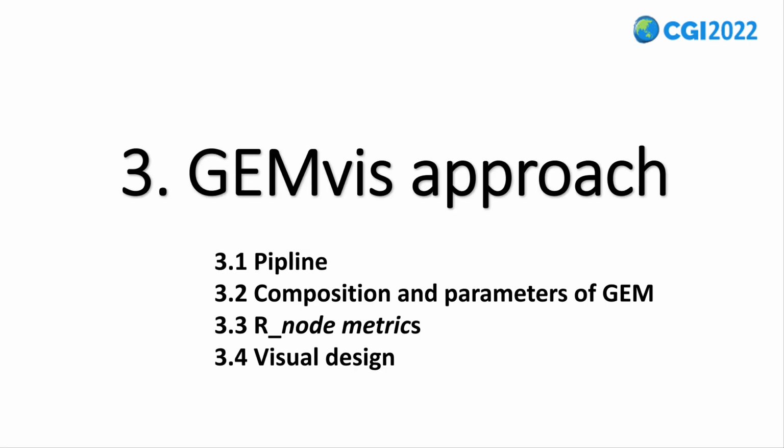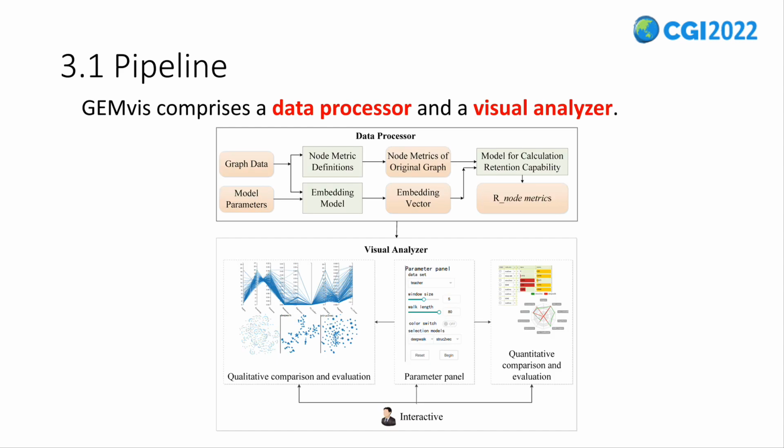Then, the GEMvis approach will be presented at length. GEMvis is designed to help compare and refine graph embedding models. The system comprises a data processor and a visual analyzer. The data processor mainly calculates the node metrics of the original graph, the embedding result, and the retention capability of graph embedding models for each node metric.